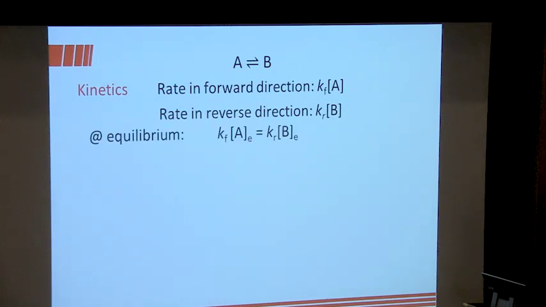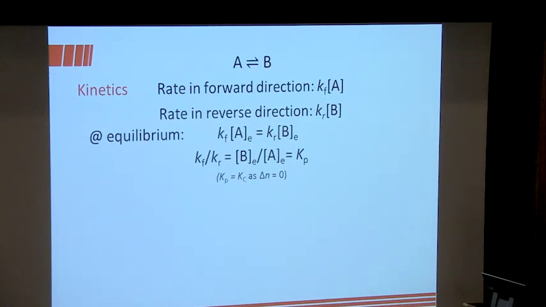So at equilibrium, the rate constant in the forward direction times the concentration of A at equilibrium is equal to the rate constant in the reverse direction times the concentration of B at equilibrium. I think everybody agrees with that. And we know that then k forward over k reverse is the concentration of B at equilibrium, all over the concentration of A at equilibrium, and that's equal to Kp. Well, it's actually equal to Kc if it's concentration. But Kp is equal to Kc in this case because delta n is equal to 0.